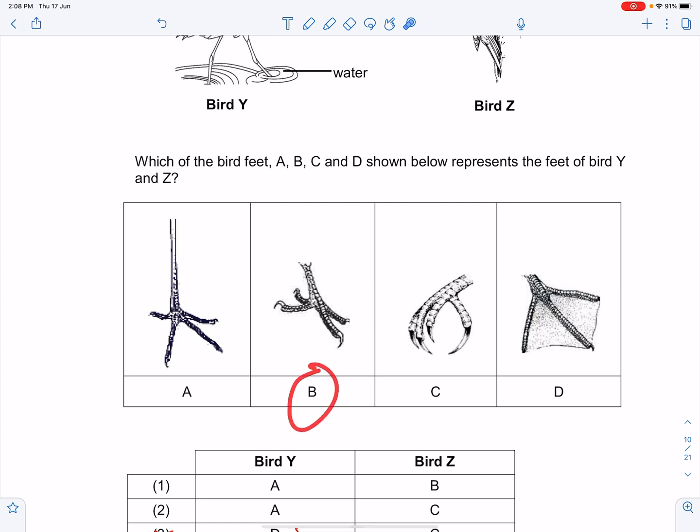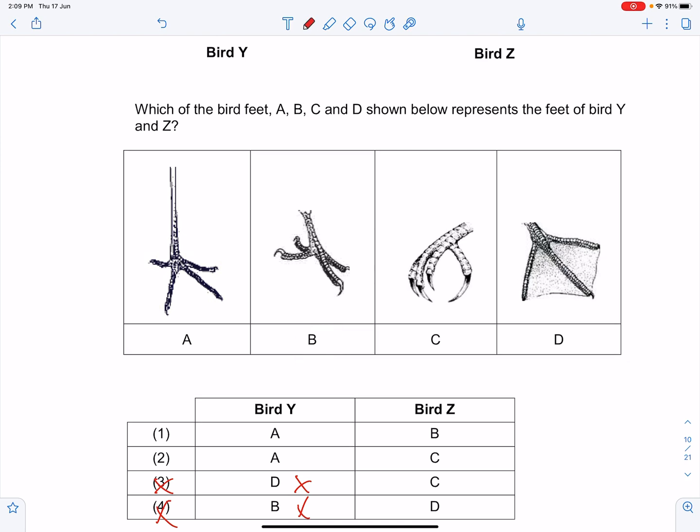Now then it boils down to B and C. Now if you take a look at C, it's rather curved. So this tells me that this bird feeds on larger animals. So it probably belongs to a predatory kind of bird, maybe like an eagle, that would grab onto a fish or a mouse, a small creature, because it has those claws to really cling onto it. So I'm going to go with answer B in this case. So answer 1.